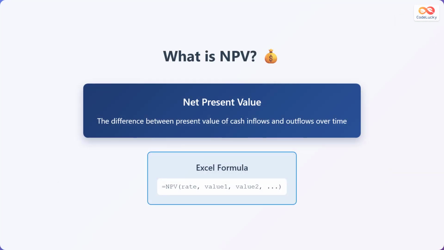So, what exactly is NPV? NPV, or net present value, is the difference between the present value of cash inflows and cash outflows over a period of time. The Excel formula for NPV is straightforward. It's =NPV(rate, value1, value2, and so on).